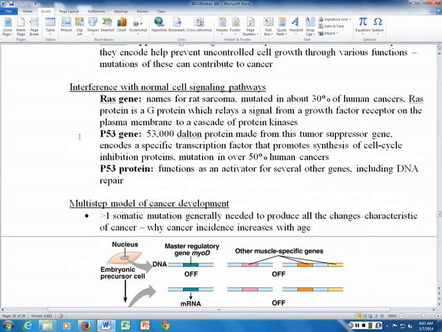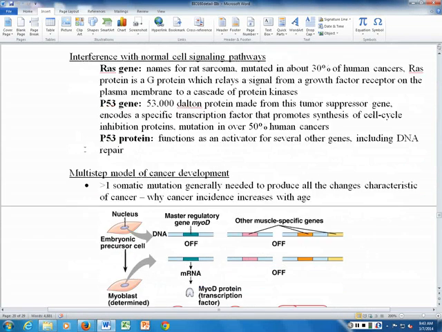So we have a few genes in here that we know will contribute to some cancers. The RAS gene, it stands for rat sarcoma. It's mutated in about 30% of human cancers. So those G protein relays where we talked about cell communication last time, it will interfere with the G protein relays in cell communication.